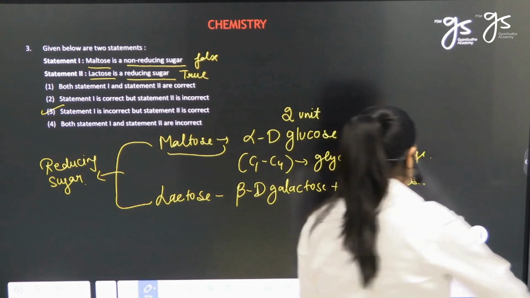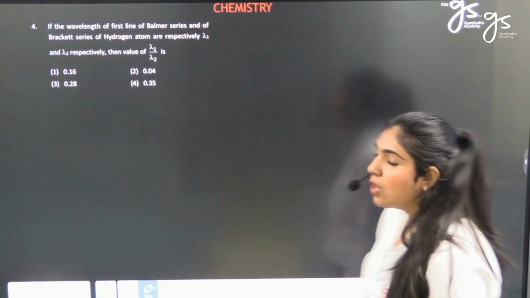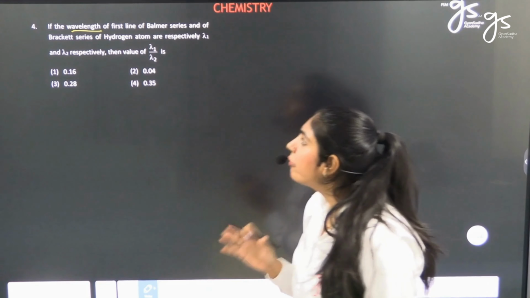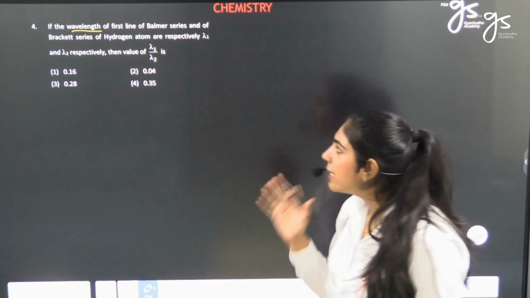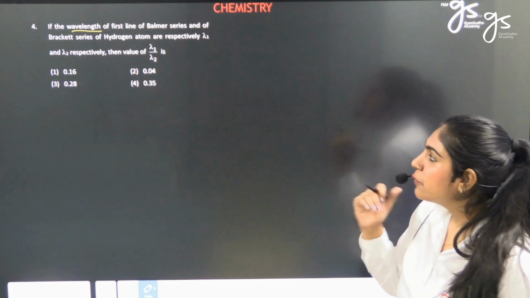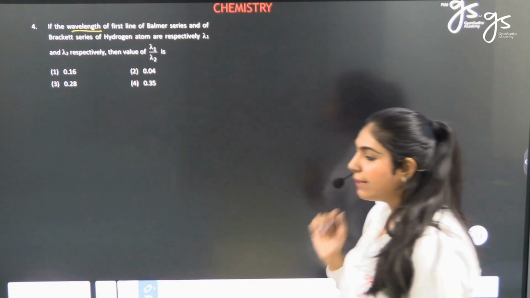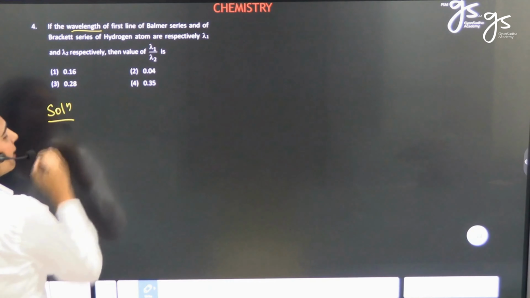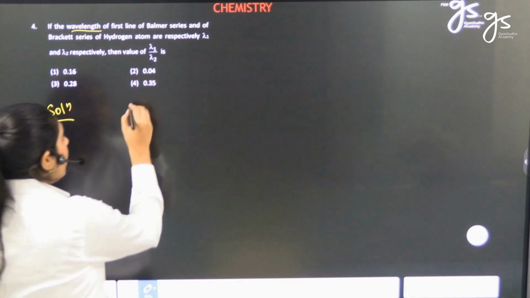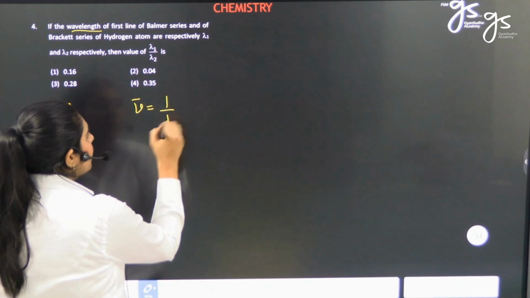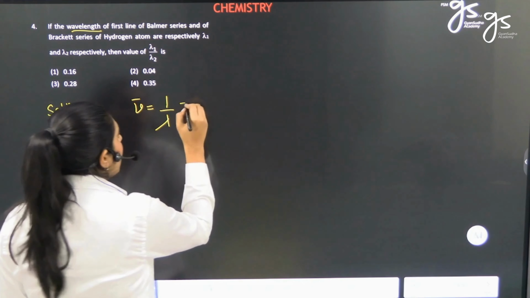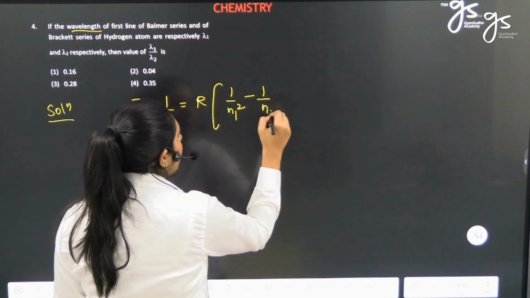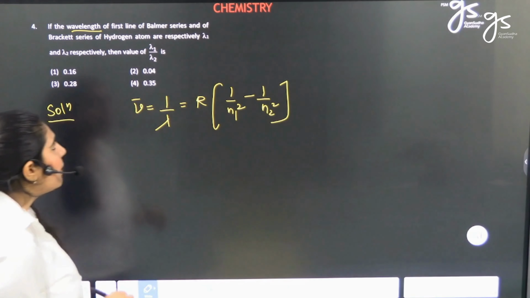Now moving ahead with our next question on the screen: if the wavelengths of the first line of the Balmer series and of the Brackett series of hydrogen atom are respectively lambda 1 and lambda 2, what will be the value of the ratio lambda 1 by lambda 2? So how will we approach this question? This question is from the hydrogen spectrum and we know the formula used in this: 1 by lambda is equal to R times (1 upon n1 square minus 1 upon n2 square). This is the formula which we will be using here.